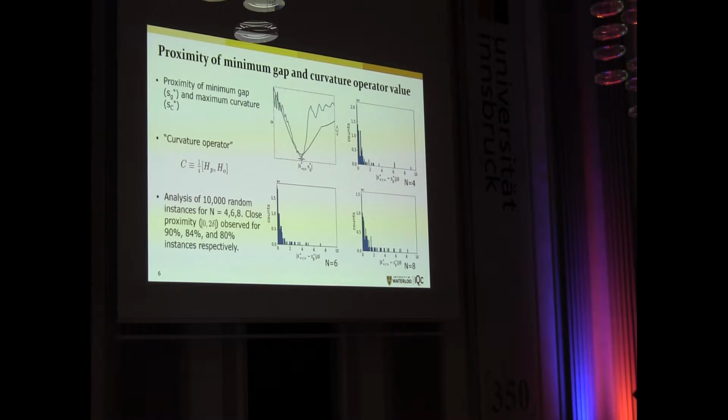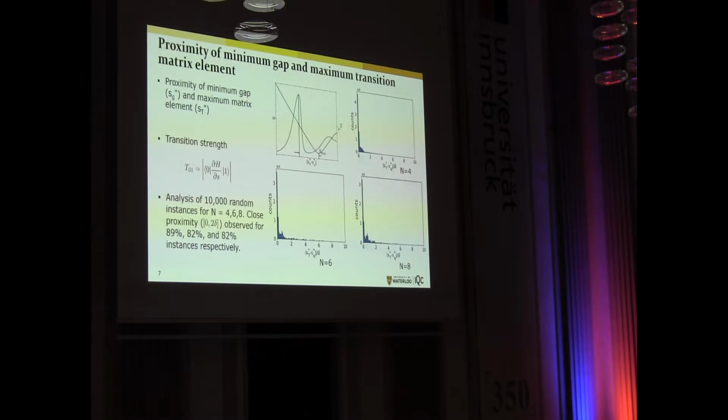And here again, just to validate that it's a good idea to measure this operator, we looked at the relative proximity defined in the same way as before. So here again, for a given instance, in black is the minimum gap versus annealing parameter. Blue is the expectation value of this operator in the ground state. And these three panels here show 4, 6, and 8 qubits and a set of random instances. They show the relative proximity of the expectation value of this operator C and the point of minimum gap. Again, the proximity is fairly good in all of these three cases.